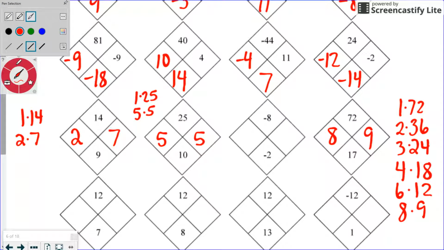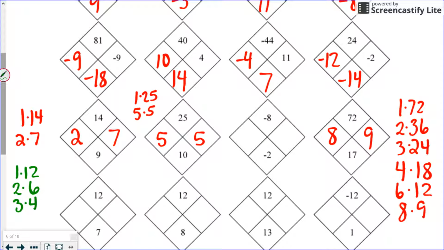All right, factors for 12. I'll do a different color for this row. It would be 1 and 12, 2 times 6, 3 times 4. The next factor would be 4 times 3, but we've already got that one, so I don't need to rewrite it. So which two factors multiply to 12 and add up to 7? That'd be 3 and 4.